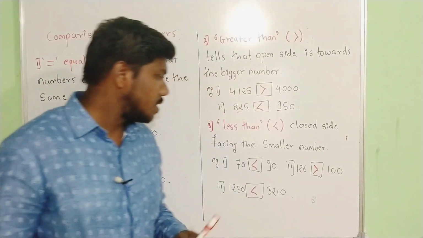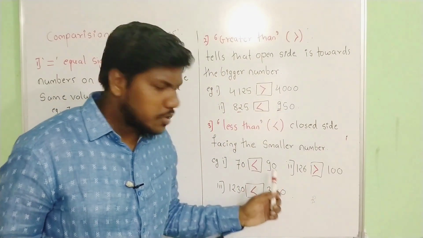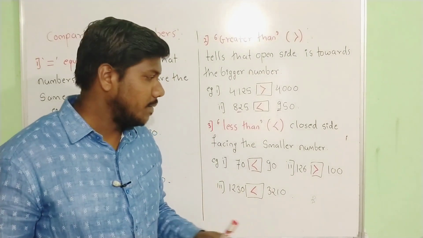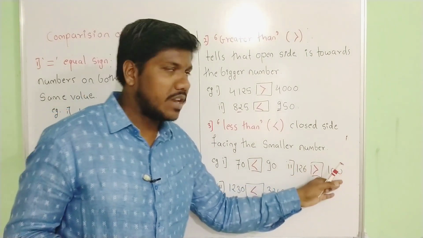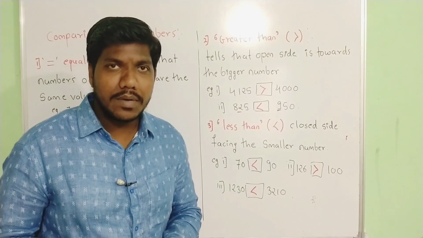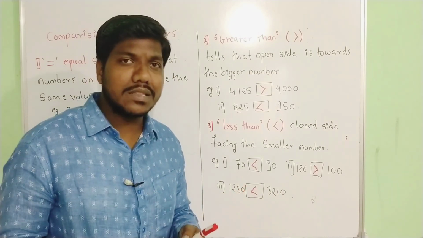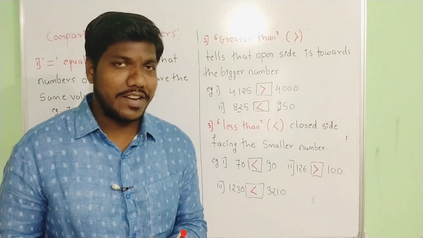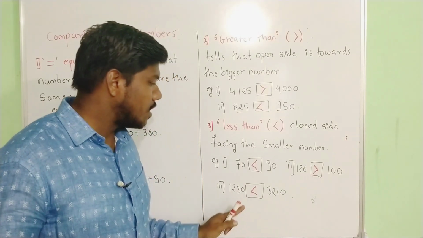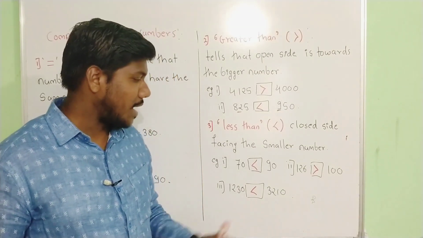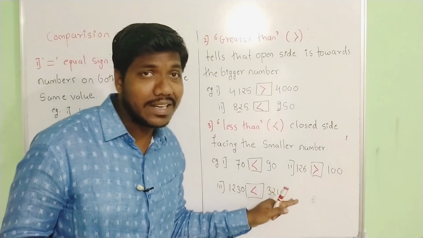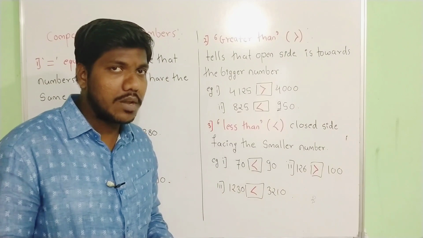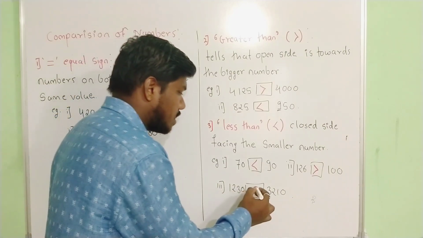So the first example is 70 and 90. So 70 is smaller, therefore the close side is towards 70. 126 and 100. So 100 is the smaller number as compared to 126, therefore the close side is towards 100, clear. Now third is 1230 and 3210. So 3000 is the big number and 1230 is the small number, therefore this close side is towards 1230.